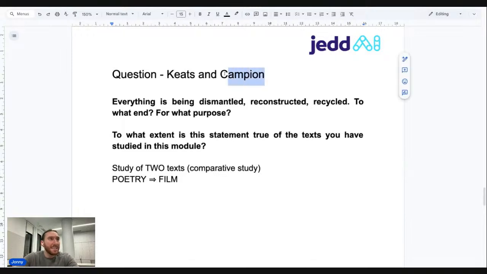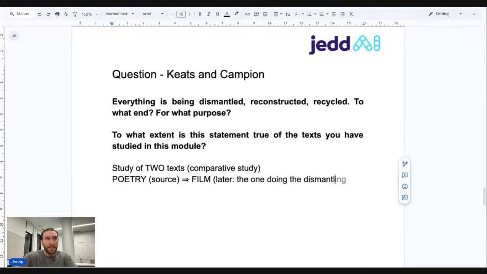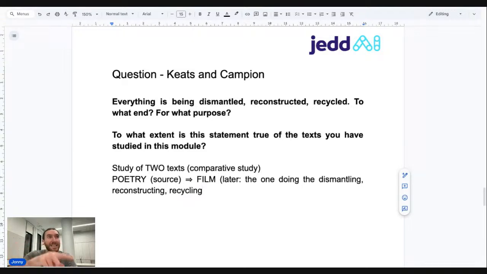So to what extent does Campion, the later text, and the poetry of Keats is the source, right? Campion is trying to basically transform our understanding of Keats's poetry. So Jane Campion is going to be the one doing the dismantling, doing the reconstructing, doing the recycling. So the later text is the one doing the dismantling, doing the reconstructing. And that's important for how you frame the argument. You've got to be coming at it from that perspective, that it's the later text, in this case, Campion's film Bright Star, that is trying to dismantle elements of Keats's poetry.